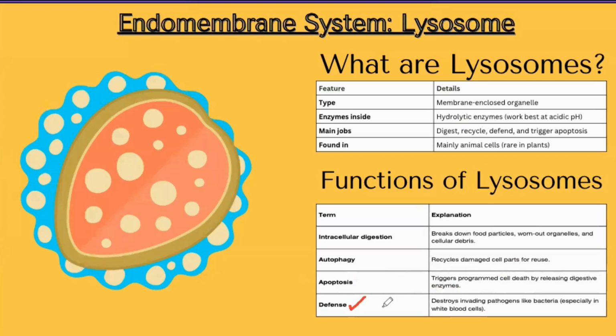And remember, one of the other functions of lysosomes is defense. They destroy pathogens like bacteria, especially in white blood cells. You want to think immunity, and lysosomes will act as an immunity assistant by also destroying pathogens that are not required or needed for the cell or organism in total.